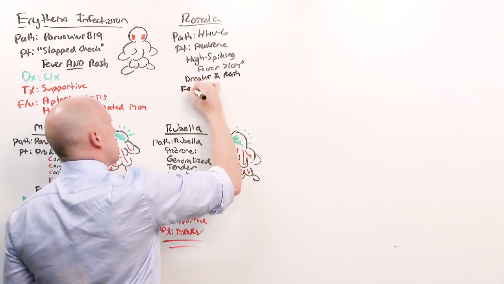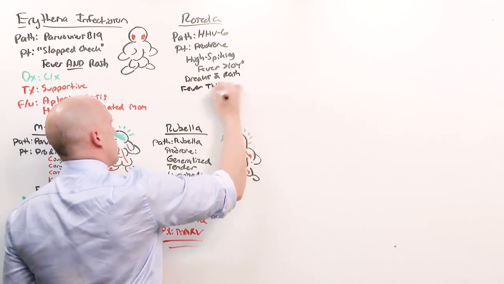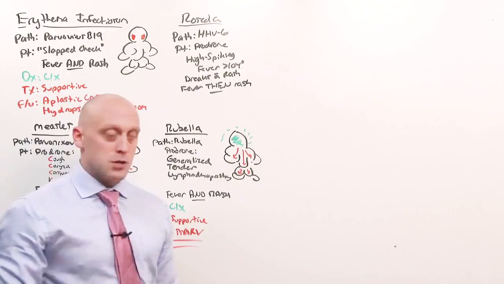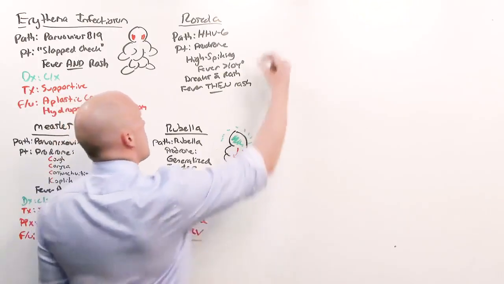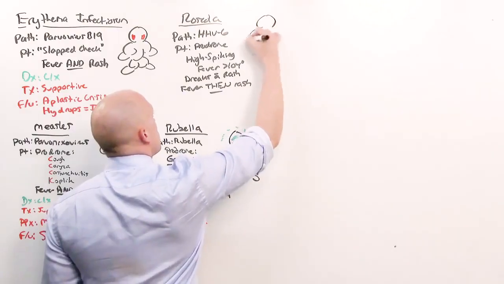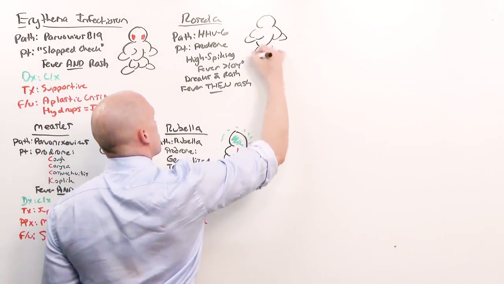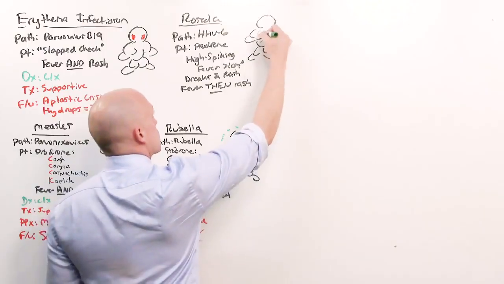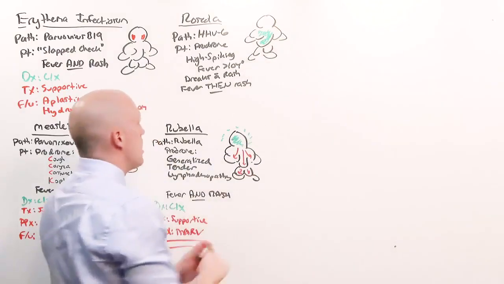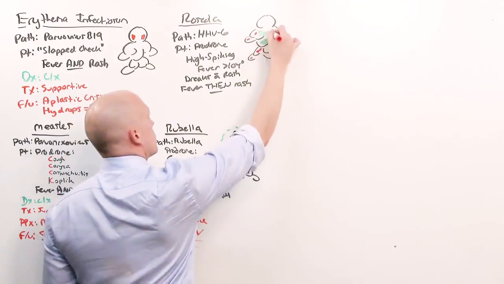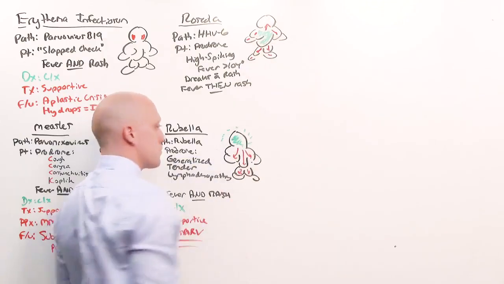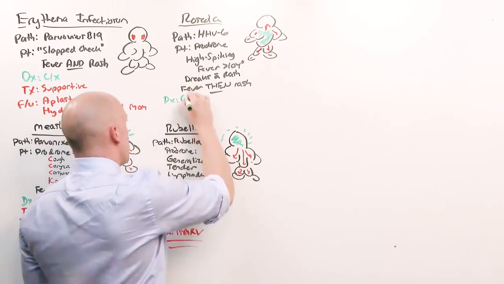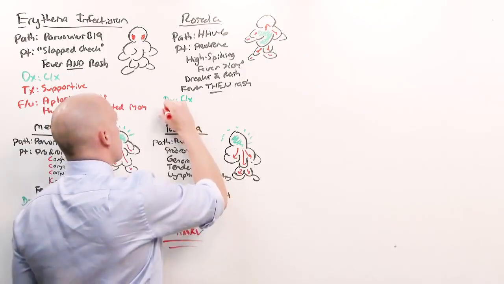So it is fever, then rash. This is the first time we've seen it so far that it's fever, then rash, as opposed to fever and rash. And roseola's pattern is exactly the opposite of measles and rubella. That is, the rash starts on the trunk and expands outward. As always, the diagnosis is clinical. The treatment supportive.